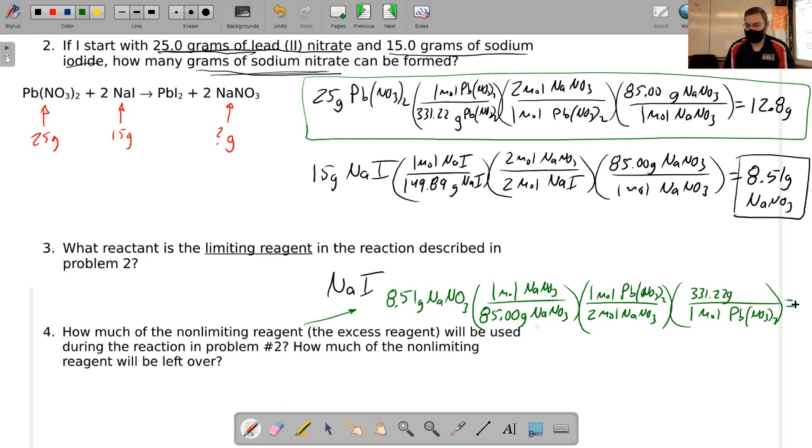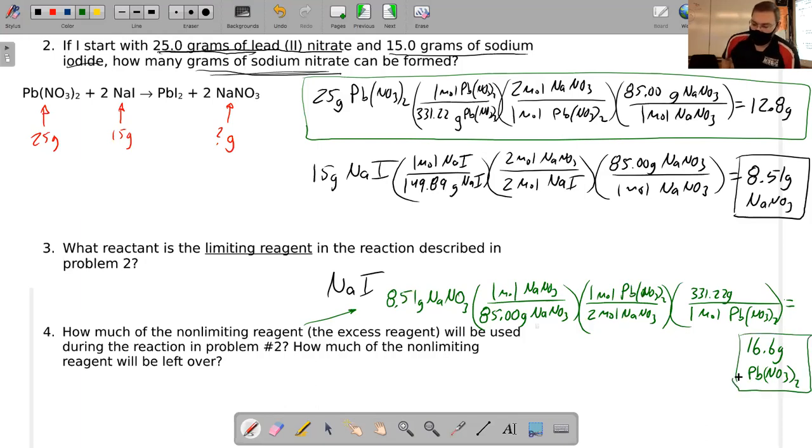So I should expect it to be less than 25 grams. I'll show you another shortcut here in just a second, but 8.51 divided by 85 divided by 2 times 331.22 gives 16.6 grams. That's the mass of lead nitrate that you would need.